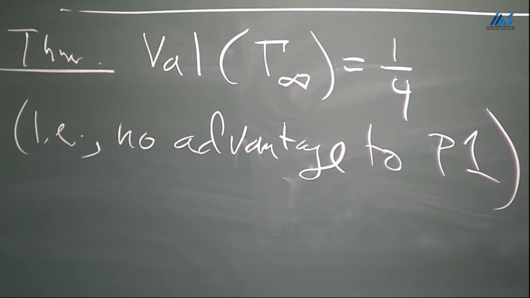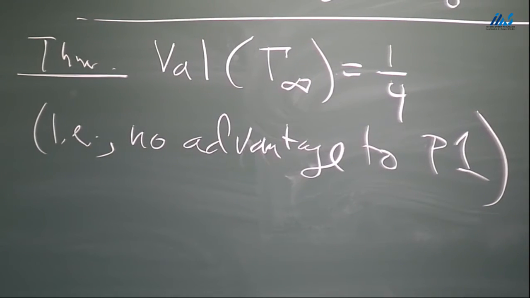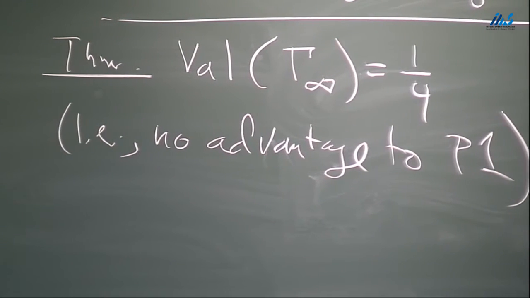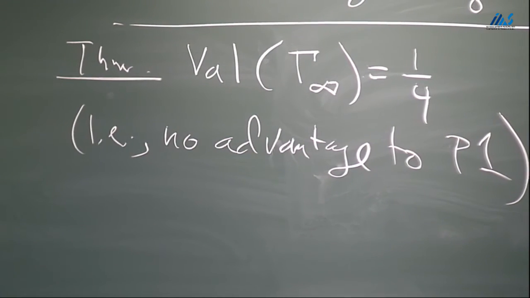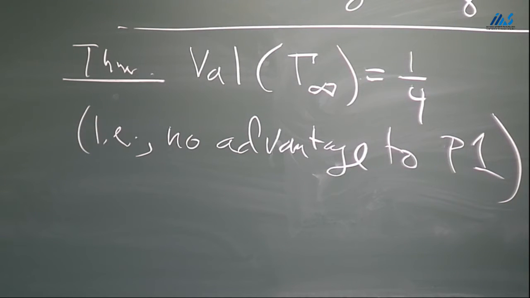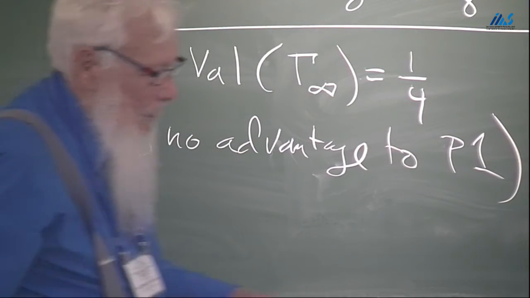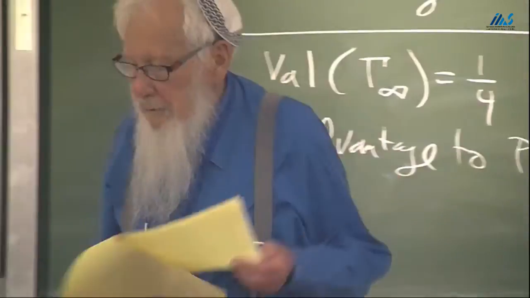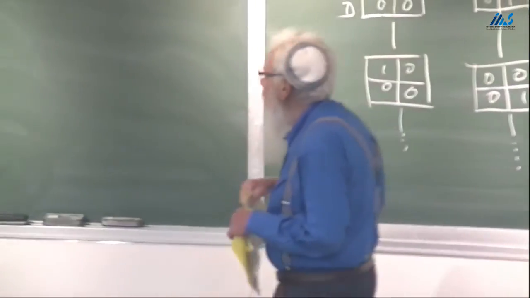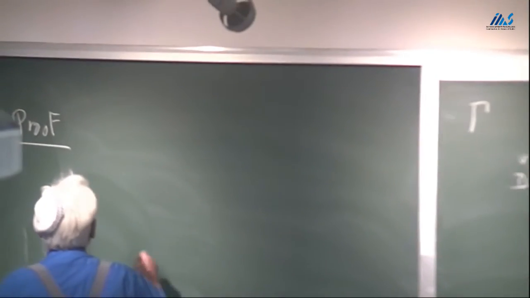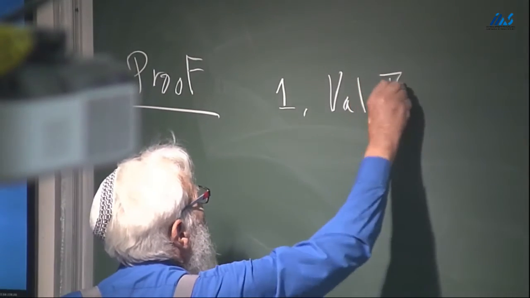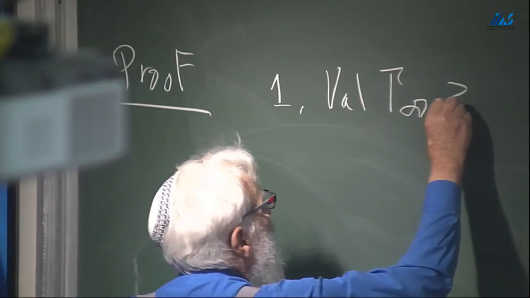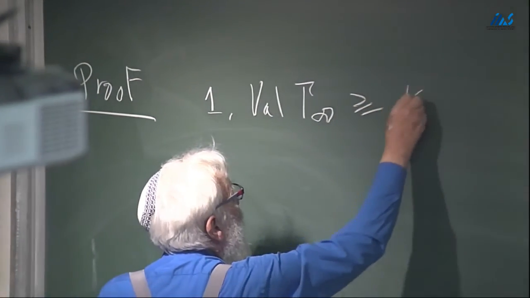we'll prove this theorem. Proof. Okay, so one, the value of gamma infinity is greater than or equal to a quarter.